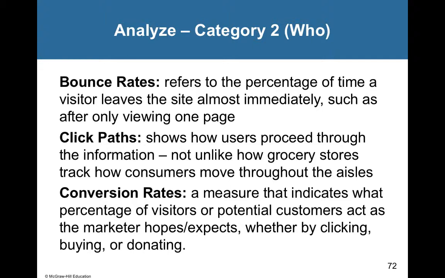A click path refers to how users proceed through the information. And this is kind of the same way that grocery stores will monitor how people go through their aisles to try to constantly move things around and facilitate how to improve the shopping process. But these click paths show exactly where they went on your site, in what order, what they did, what they didn't do, that kind of thing.